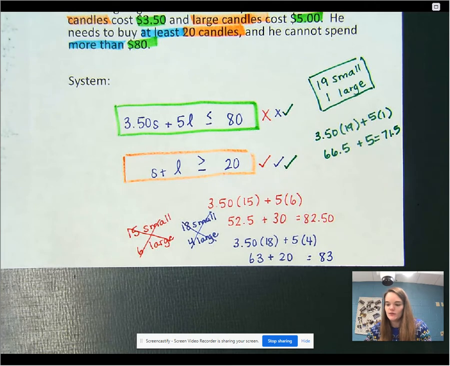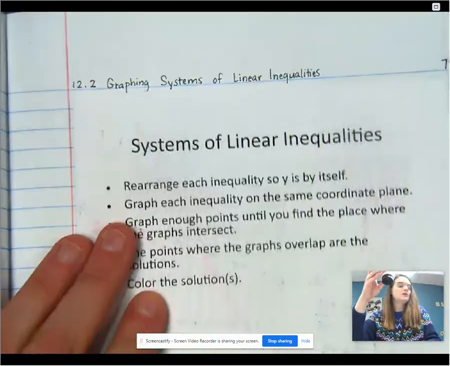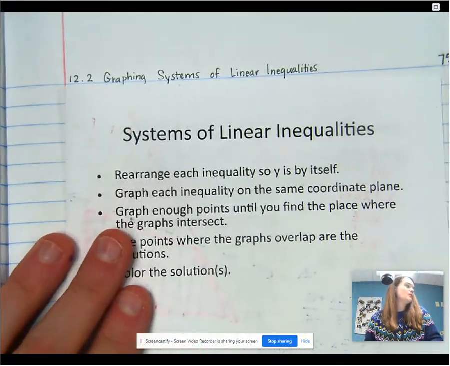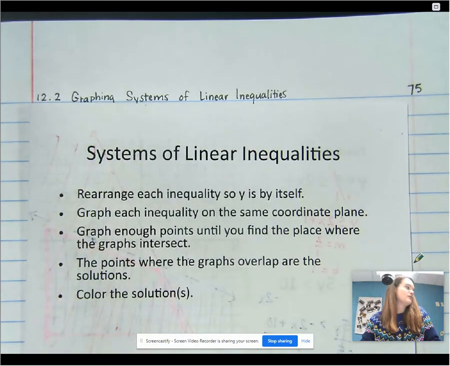Now, take this. If you haven't already, fold it. We're going to put it in your notebook on page 75. So go ahead and glue that in on 75. There's the title. Glue it in. And we are finished with linear inequalities. We're finished with graphing for a little bit too, actually.